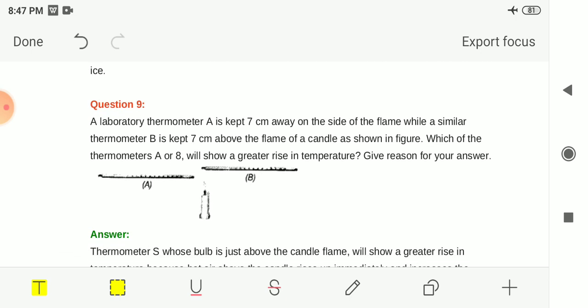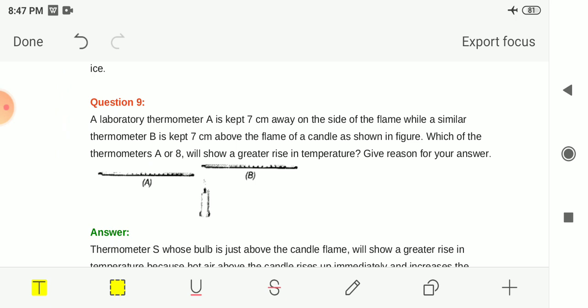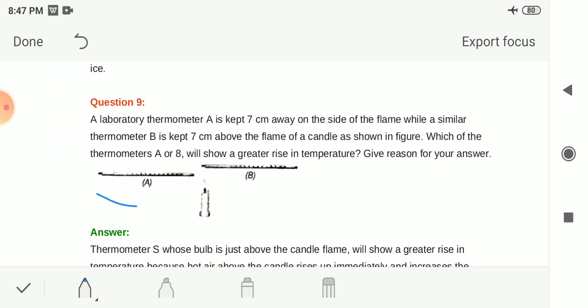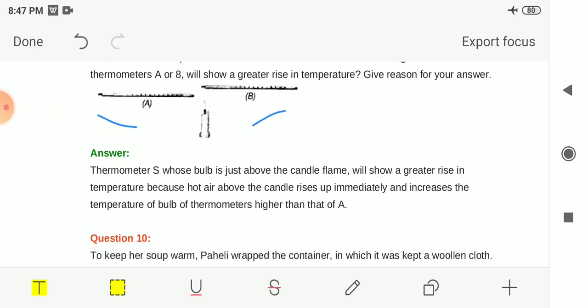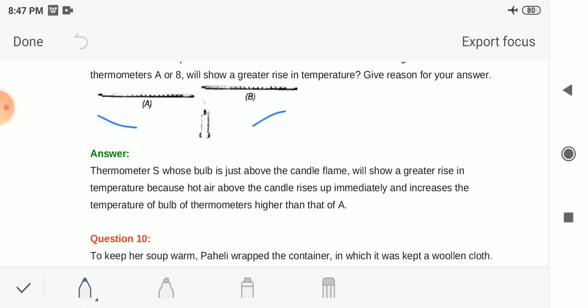Next question, 9 number: a laboratory thermometer A is kept 7 cm away on the side of the flame, while a similar thermometer B is kept 7 cm above the flame of a candle as shown in the figure. Which of the thermometers A or B will show a greater rise in temperature, and give the reason for your answer. In the figure we can see that thermometer A is kept 7 cm away from the candle and thermometer B is kept 7 cm above the candle.